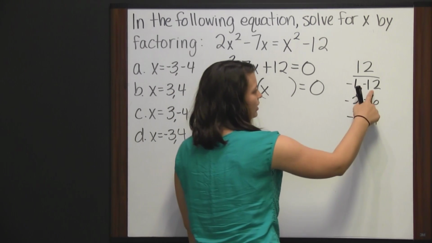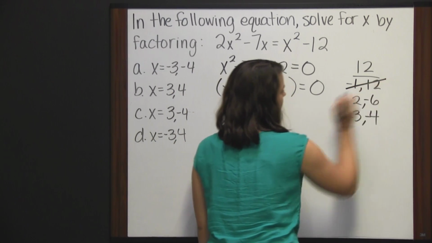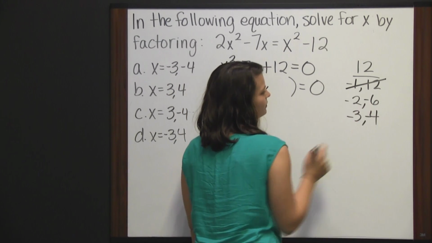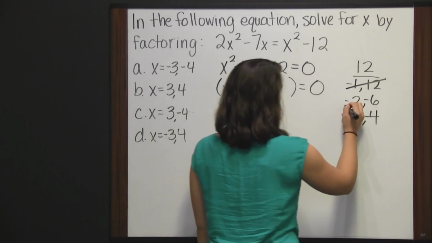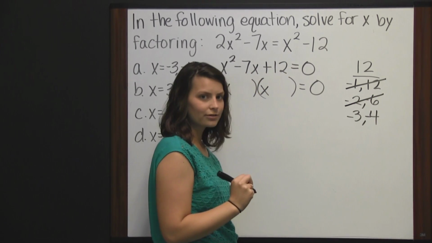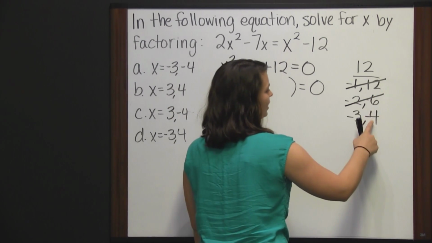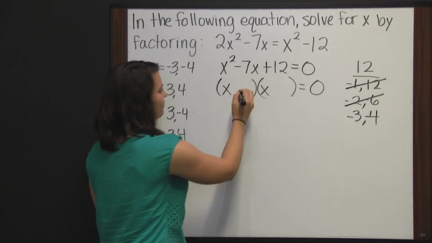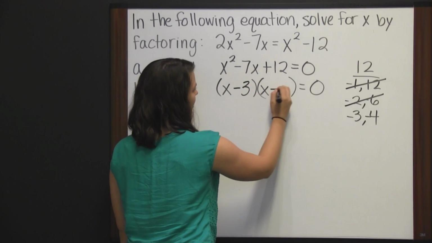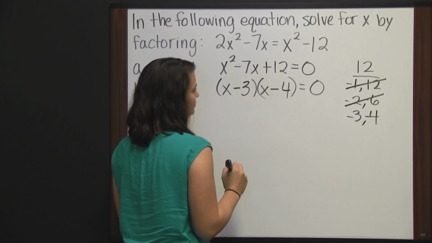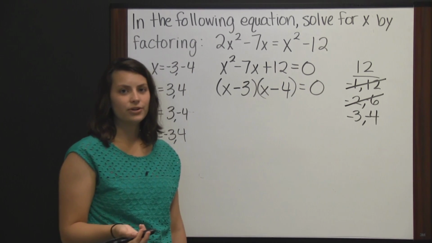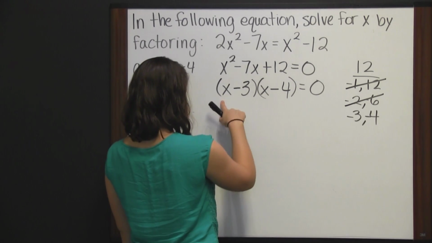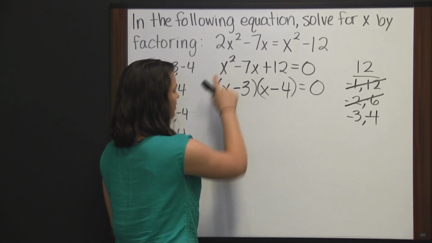So negative 1 and negative 12, that's negative 13, not negative 7. Doesn't work. Negative 2 and negative 6 is negative 8, not negative 7. Doesn't work. But negative 3 and negative 4 does give me negative 7. So I found my numbers, negative 3 and negative 4. And then if you just FOIL, you can check your answer to see if it's correct. So we do first times first, x times x, x squared.